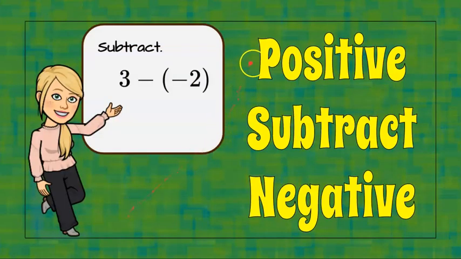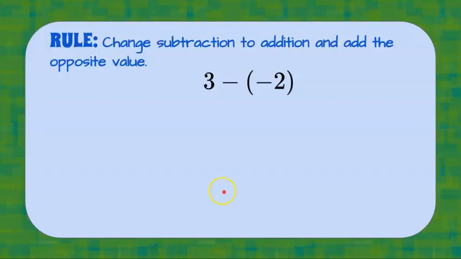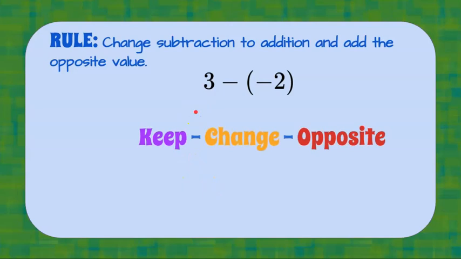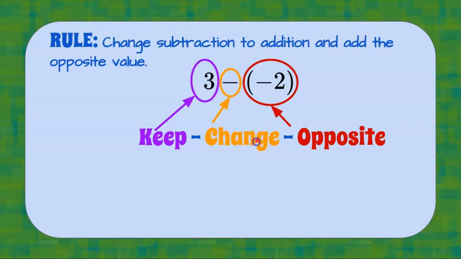Now we're going to review positive subtract a negative. Here's one for you. Pause the video. Let's see how you do. Come back when you're done. So we're going to use our same rule. Keep, change, opposite. Anytime you see subtraction. So keep the 3, change subtract to add, and the opposite of -2. Keep, add, opposite of -2 is +2. Now, 3 plus 2, it's 5.